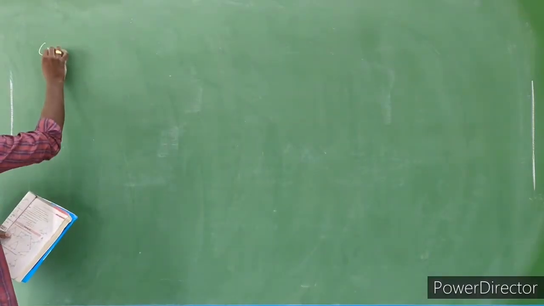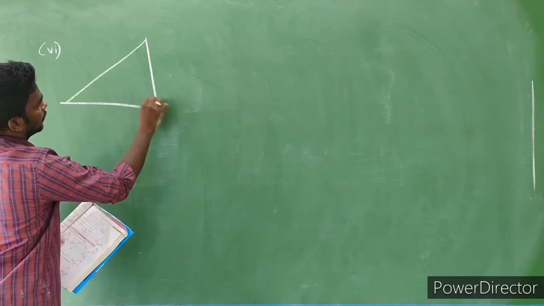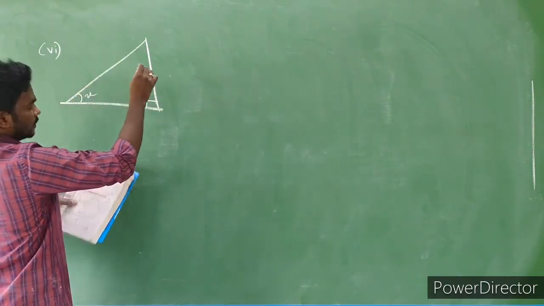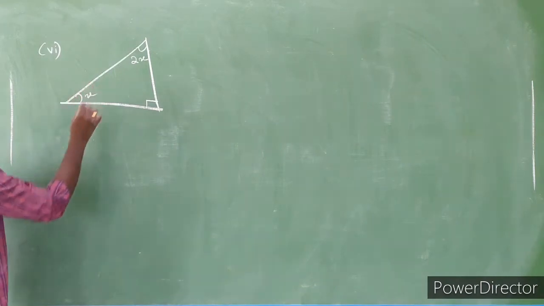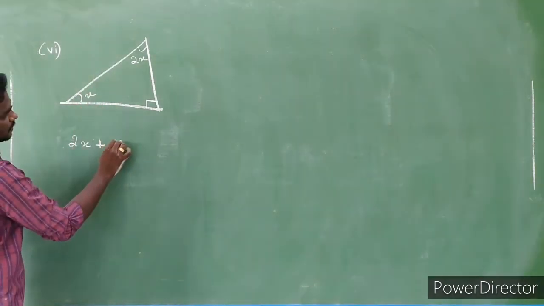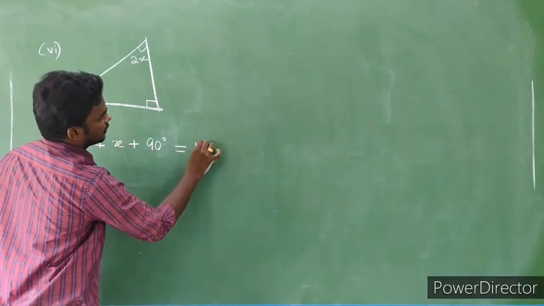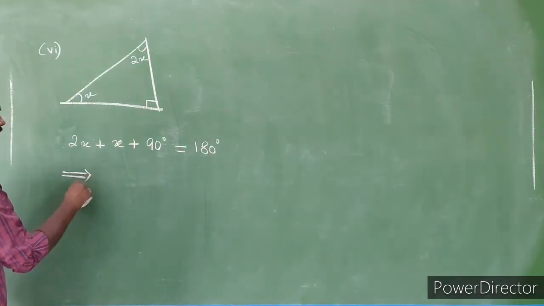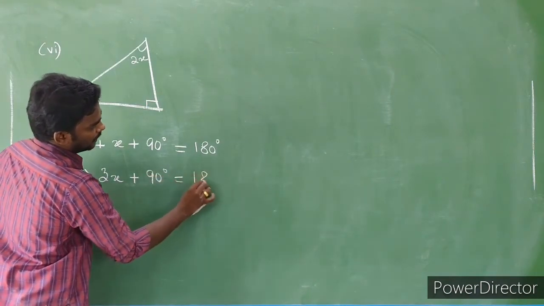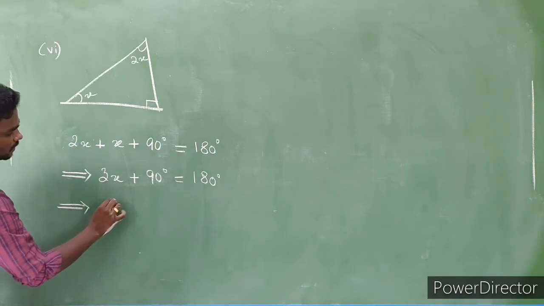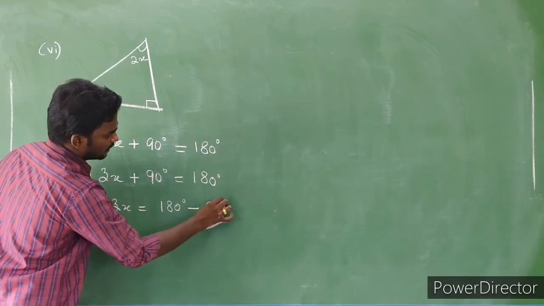Next, our sixth question. What is that? The angles are given. How to find this? By the angle sum property of a triangle, 2x plus x plus 90 degrees is equal to, that means the sum of three interior angles of a triangle is 180 degrees. So 2x plus x is 3x, plus 90 degrees is equal to 180 degrees, which implies 3x is equal to 180. This 90 is transposed to minus 90.